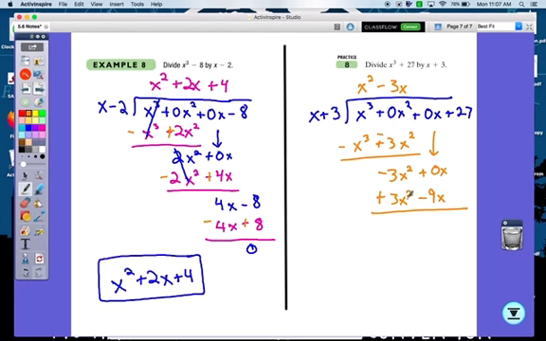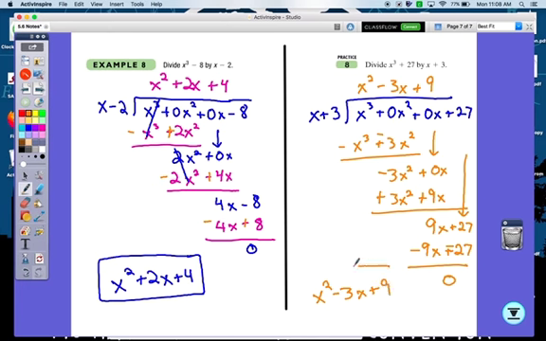Negative 3x times a positive 3 gives me minus 9x. Subtract, so this becomes plus plus. First one cancels out, leaving me with 9x. Bring down the plus 27. In order to get x to become 9x, I multiply by 9. 9 times x is 9x. 9 times the 3 is 27. I subtract. That gives me a remainder of 0. And so my answer is x squared minus 3x plus 9 with no remainder.